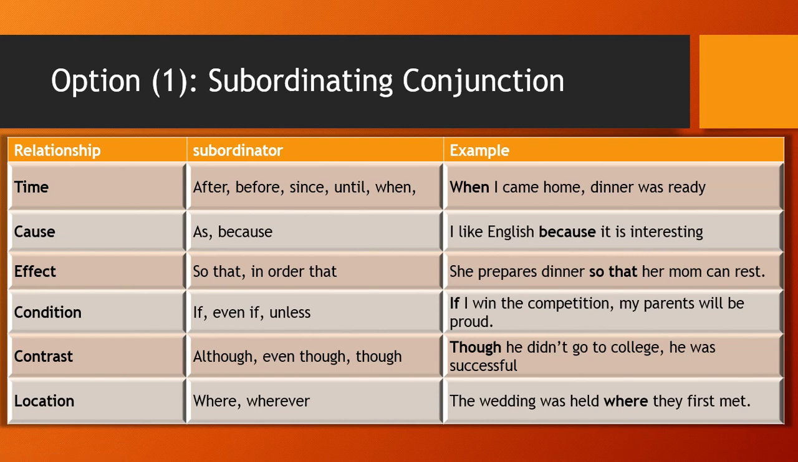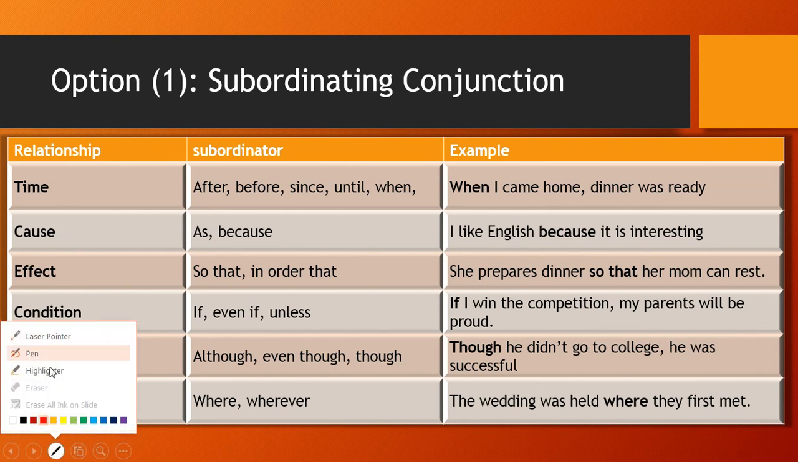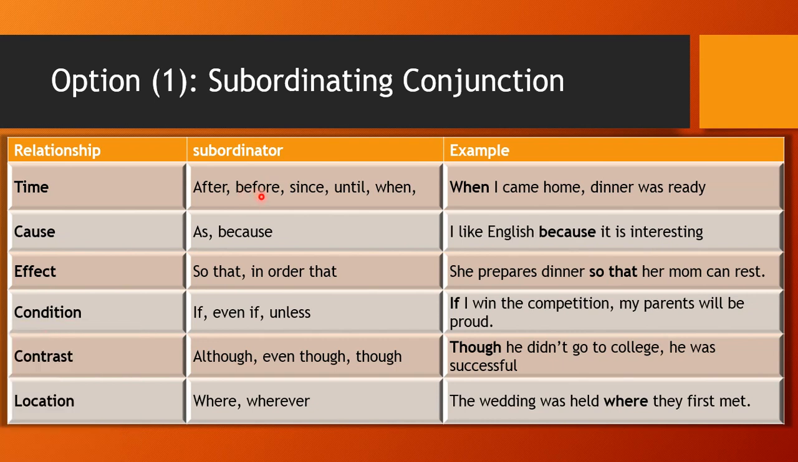What do they introduce? We have some subordinating conjunctions that introduce time, like after, before, since, until, when. Look at the example. When I came home, dinner was ready. Can I switch here? Yes, I can. Can I start with the independent clause? Yes. Dinner was ready when I came home. But the difference is that I will not put a comma like this.